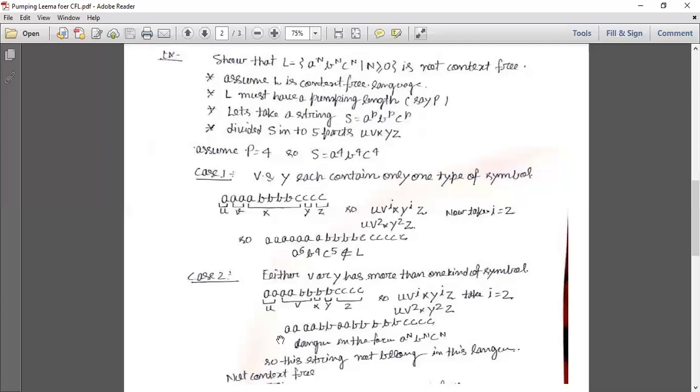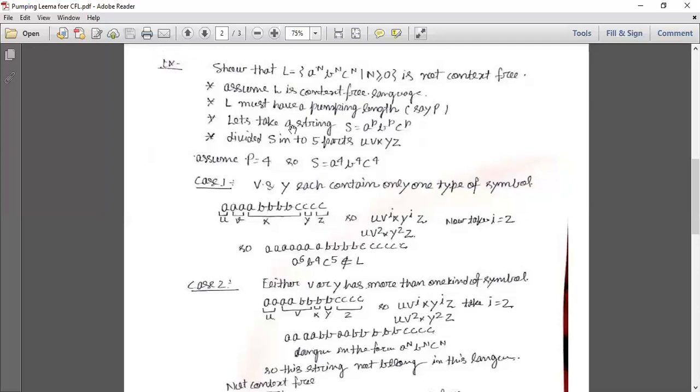Now we can easily see the string is a to power 4, b square, a square, and b to power 4, b to power 5, and then c to power 4. And this is not of the form a to power n, b to power n, c to power n. So we can easily say this is not a context-free language. Now we focus on the remaining two conditions.